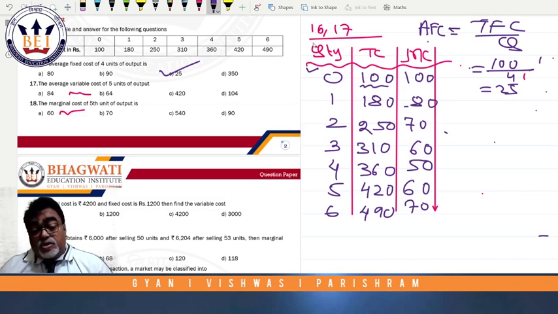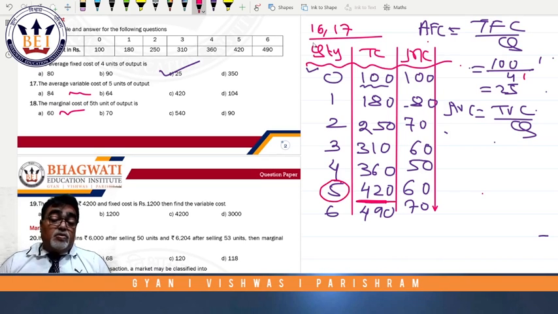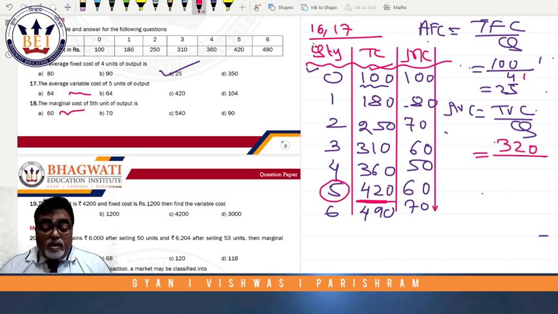AVC of 5 units of output. So what is AVC? AVC is nothing but TVC by quantity. First of all, you should find out TVC at 5 units. Careful, beta. For 5 units, total cost is given as 420. Whereas we have found out TFC is 100. So TVC for 5 units should be 420 minus 100, 320. And quantity how much they have given? 5. So my answer should be 64.